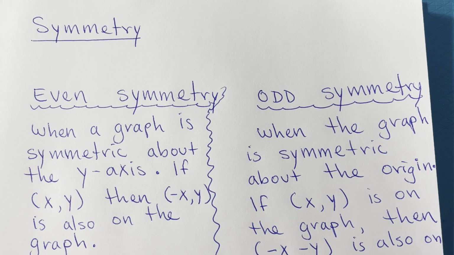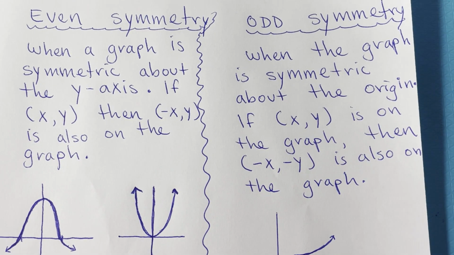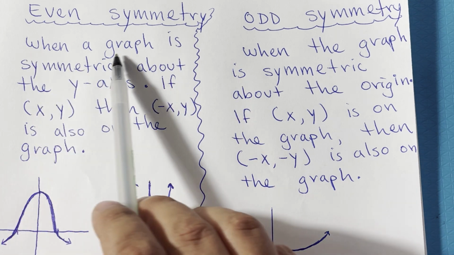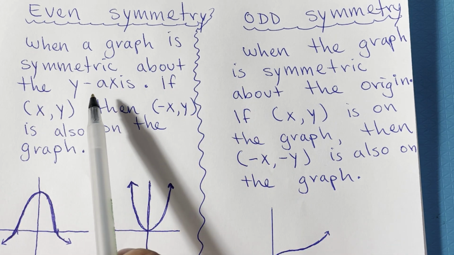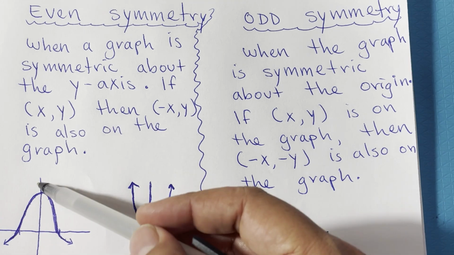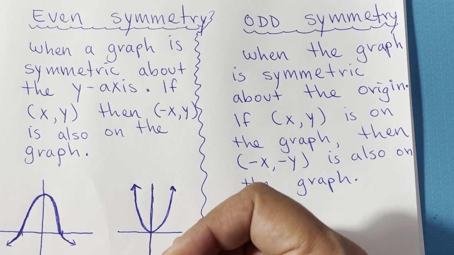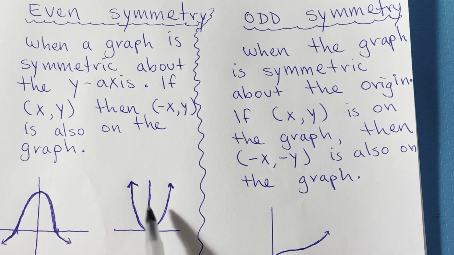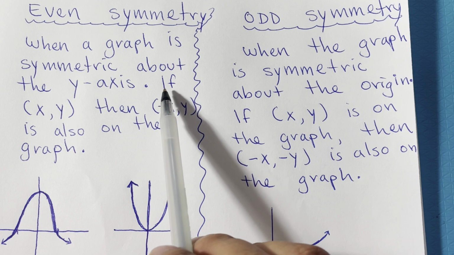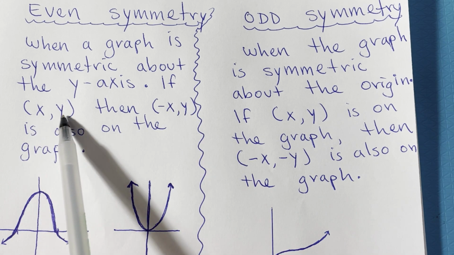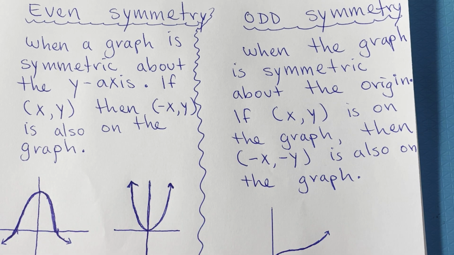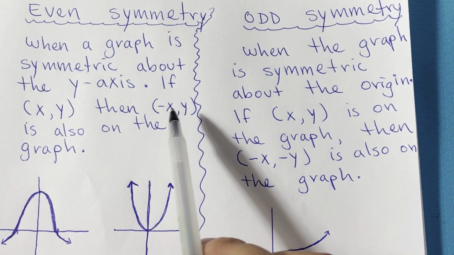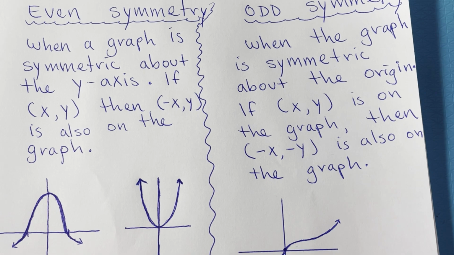Now let's talk about symmetry. There are 2 types of symmetry. The first one is even symmetry. And even symmetry is when a graph is symmetric about the y-axis. That means that it reflects on the y. Okay, you can fold it and this will meet with this. And it says that if (x, y) is on the graph, then (negative x, positive y) is also on the graph. What does that mean?